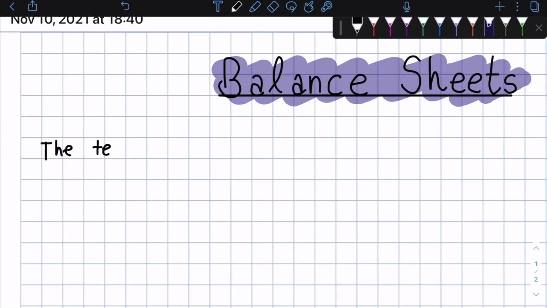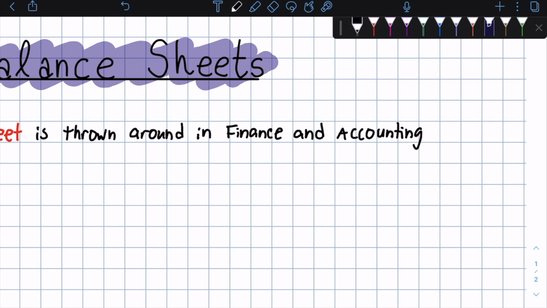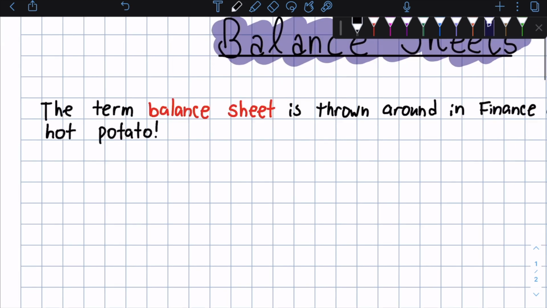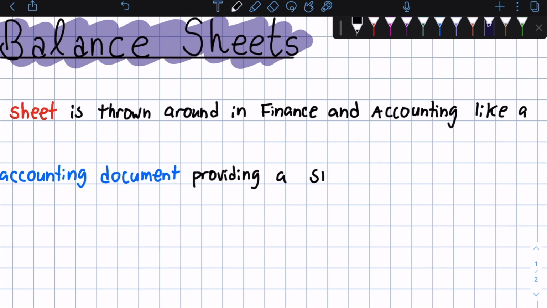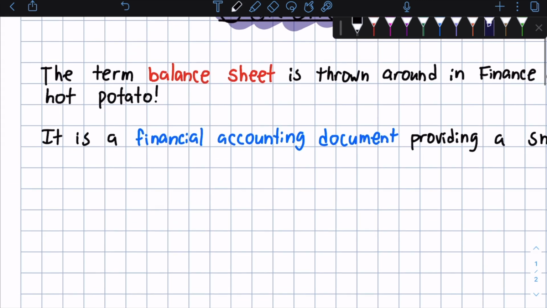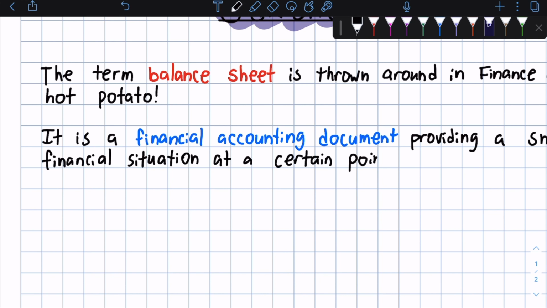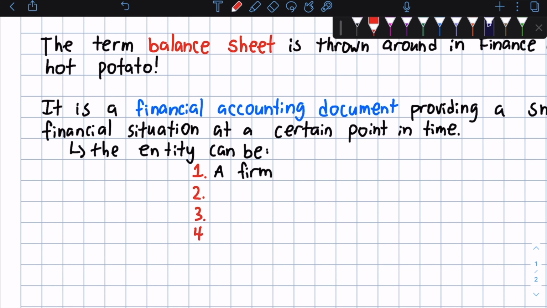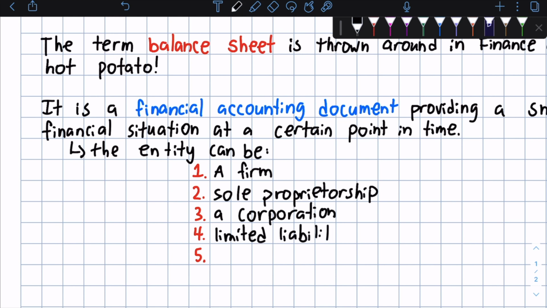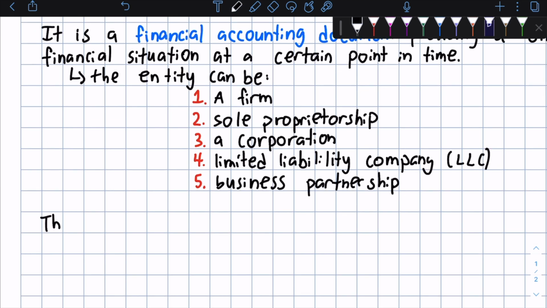This is the video on balance sheets we're going to be covering today and how to analyze them. The term balance sheet is thrown around a lot in finance and accounting, and in a way it's like a hot potato. It's essentially a financial accounting document providing a snapshot of a certain entity's financial situation at a single time period, and this is really important. The entity can be something like a firm, a sole proprietorship, a corporation, a limited liability company or an LLC, or a business partnership, and any of these can be the entity, as I'll talk about below.